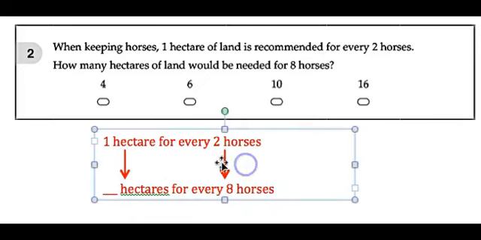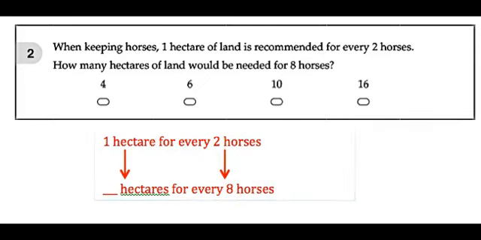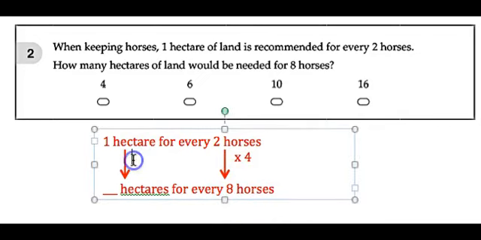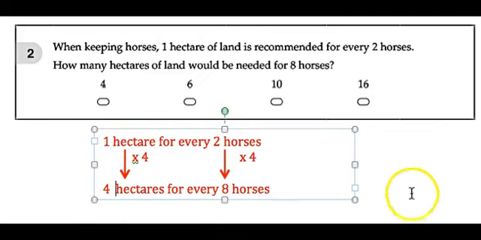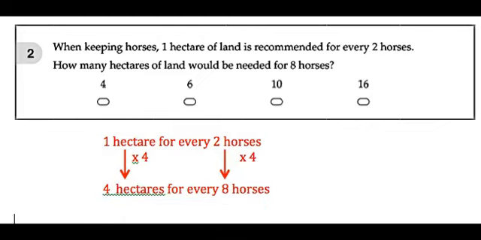So how do we go from 2 to 8? 2 times 4 is 8. So therefore 1 times 4. 1 times 4 means that we need 4 hectares of land for the 8 horses, which is that first response there.